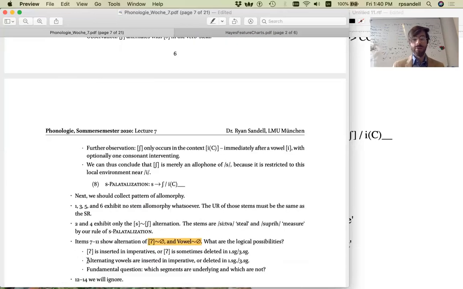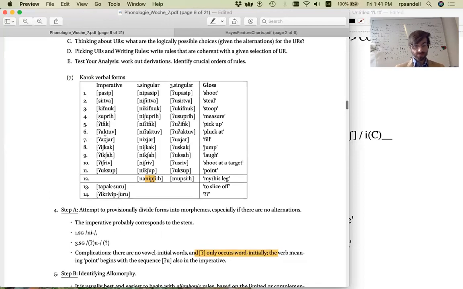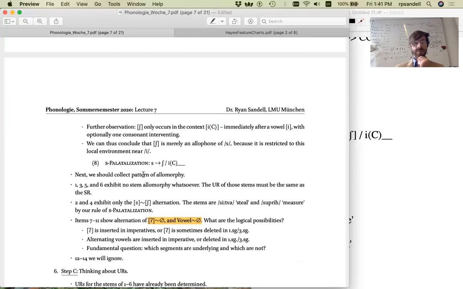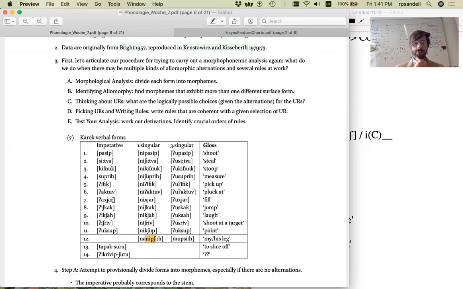And when we see vowels alternating, then our two hypotheses are that the vowels are being inserted in the imperative. So there would be insertion of a vowel a in the imperative, or the vowel must be deleted in the first singular and the third singular. This comes down to the question of trying to decide which segments are underlying and which segments are not underlying. That is, again, we'll work mostly with row number 7 here because it's clearest.